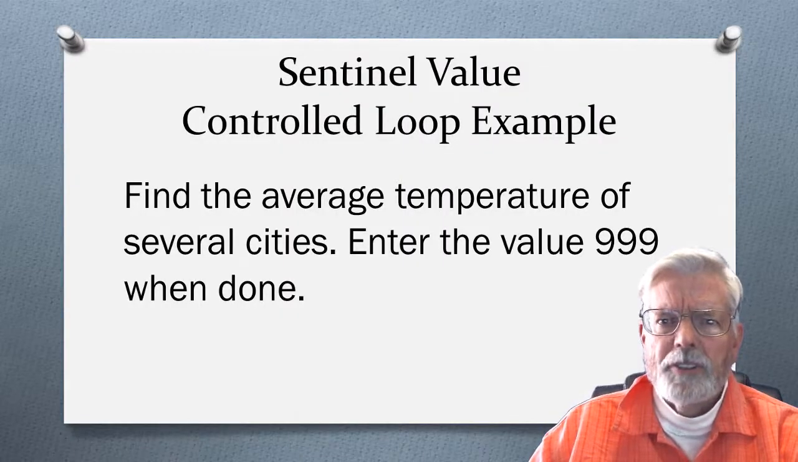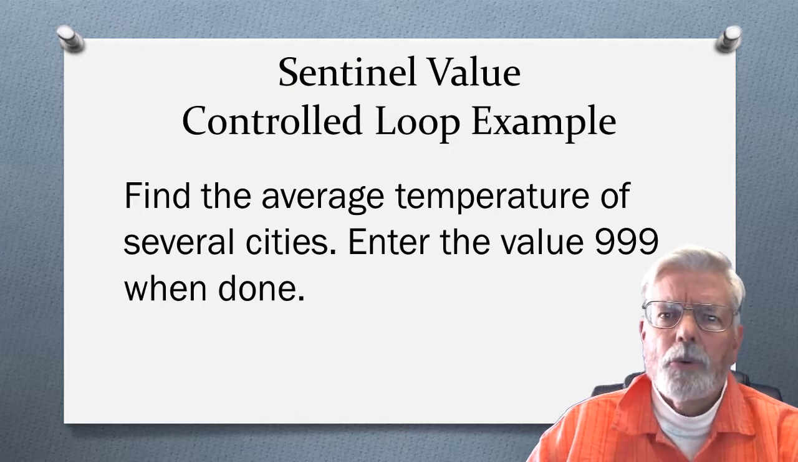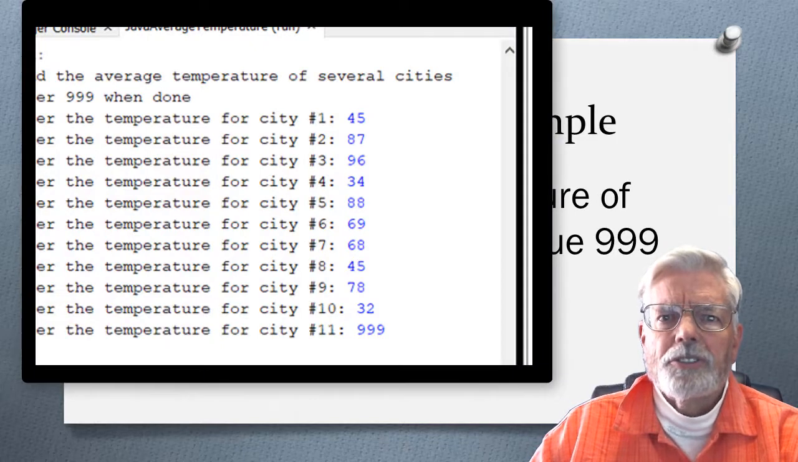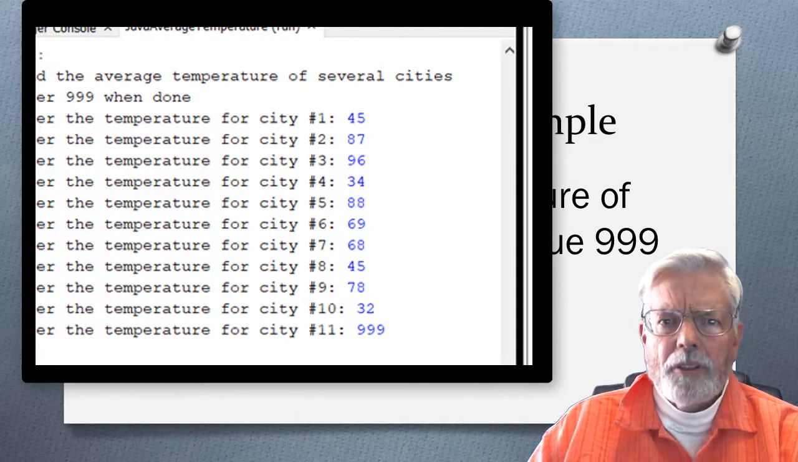Remember the definition of a Sentinel value-controlled loop. With a Sentinel value-controlled loop, the decision of whether to loop or not to loop is determined by data input from the user from within the loop. Here is an example of using a Sentinel value-controlled loop. Find the average temperature of several cities. Enter the value 999 when done.